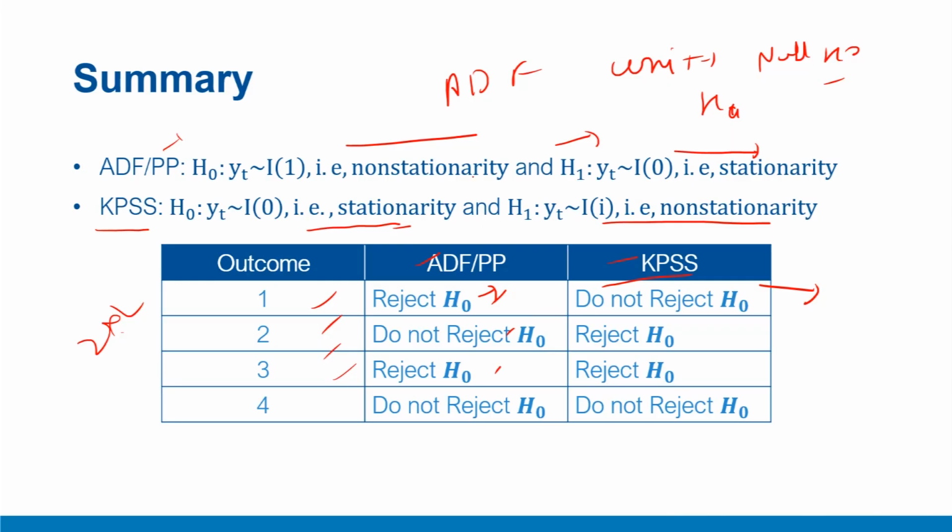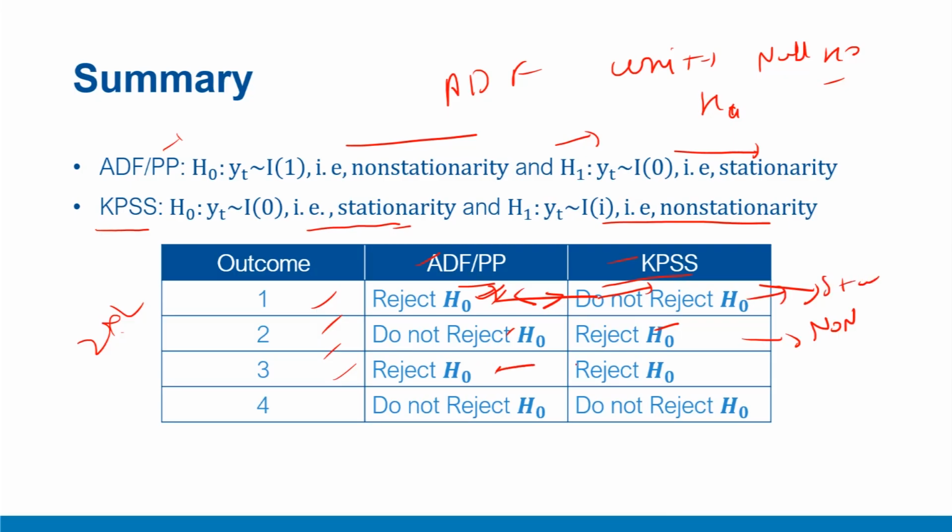Now, how to go about it? The approach here is called confirmatory analysis, where you look for evidence which is consistent with each other. For example, rejection of H0 in ADF-PP and not rejection of H0 in KPSS, both these outcomes are consistent with each other. Similarly, do not reject H0 for ADF-PP and reject H0 for KPSS are consistent with each other, because they both tell you the same thing, to take the process as non-stationary, while the upper one will take the process as stationary.